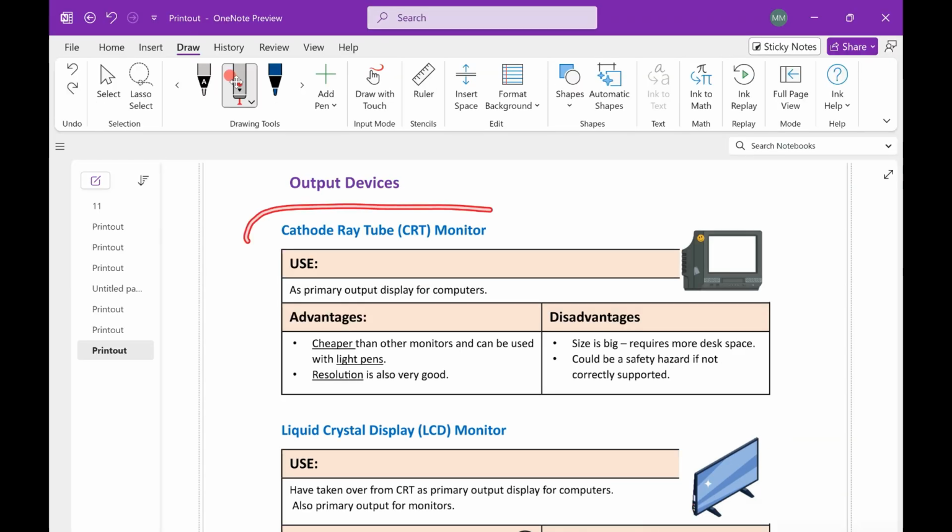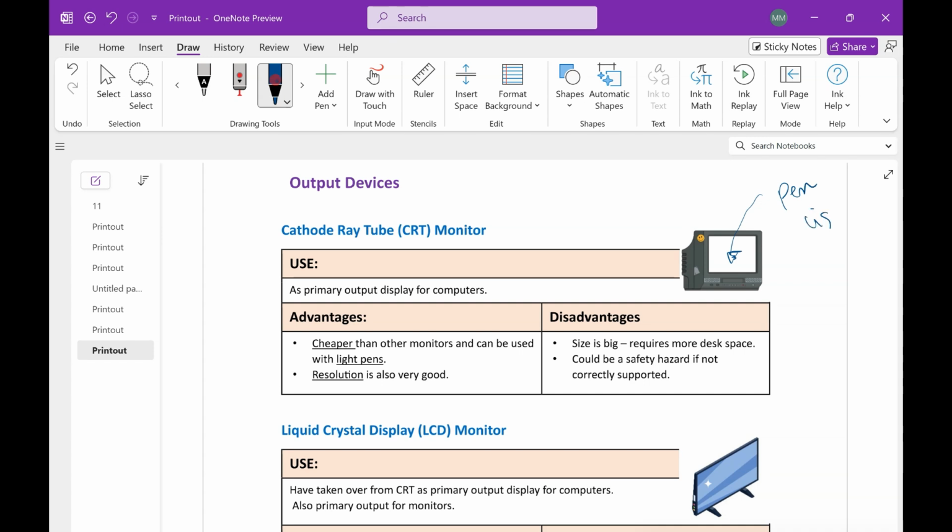So why do we need the cathode ray tube monitor? These are the old monitors from the 80s, and this monitor was very popular. Why was it very popular? If you remember, it can detect variation in the light intensity, so we used to use this monitor with a light pen.